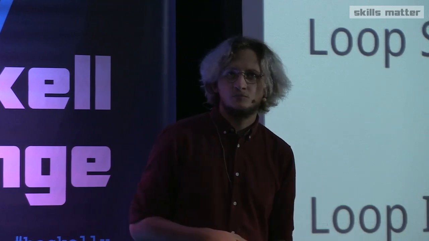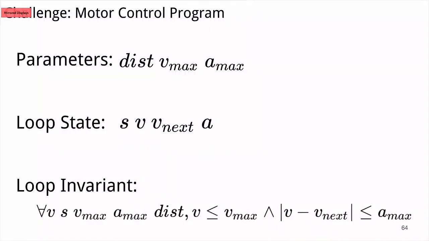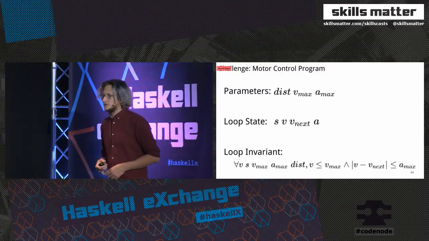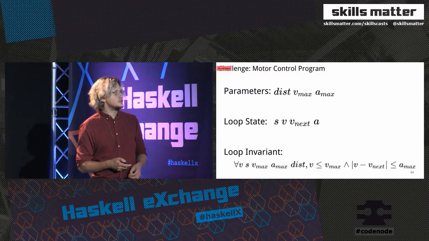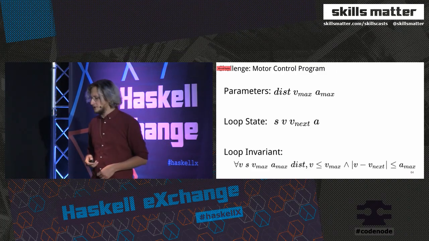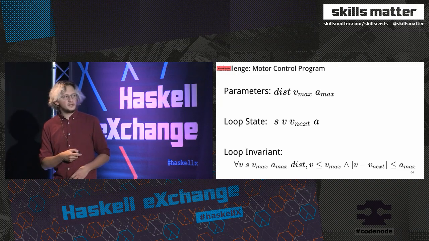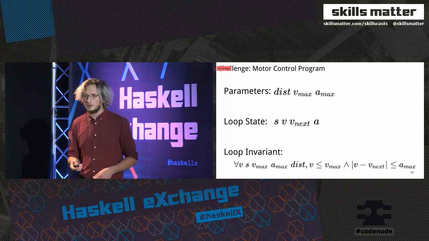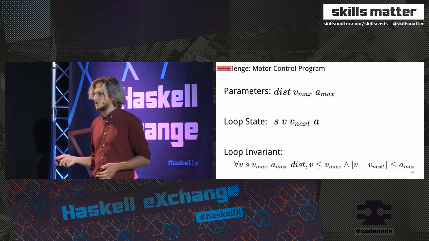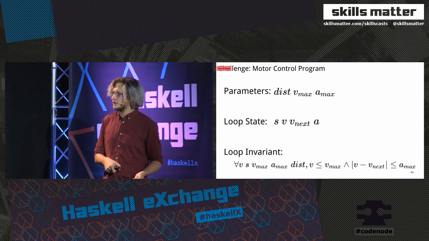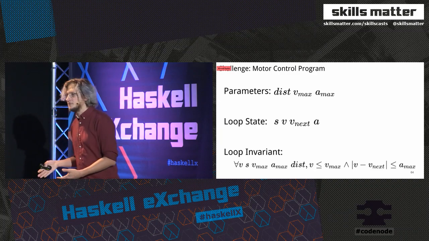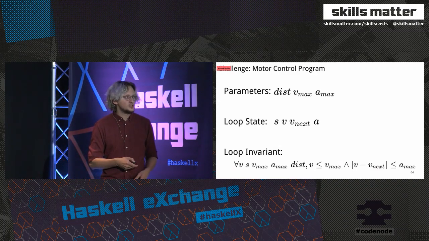So let's take a look at the parameters of this algorithm. We've got three input parameters. We've got the distance over which the solar panel or the antenna needs to be moved. We've got the maximum velocity and the maximum acceleration. And the state of the loop would be the current distance covered, S, the current speed, V, the next value of the speed, V next, which we would use on the next iteration, it could be either greater than V or lower than V or the same, and the acceleration.